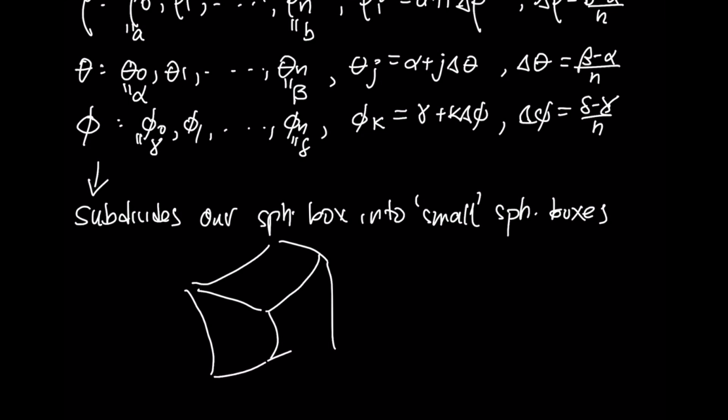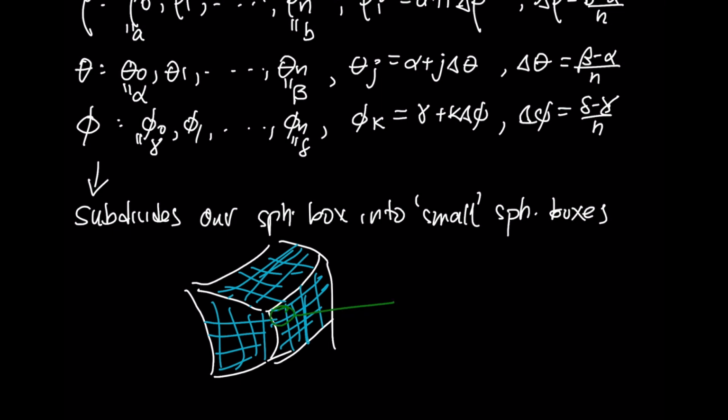So what this ends up doing is it subdivides our spherical box into small spherical boxes. We take that same spherical box, it gets cut up into many little subdivisions, and we've cut it in all the directions. And what we end up doing is taking out one small box B_ijk here. And what we're going to want to do now is determine the volume of this small box.